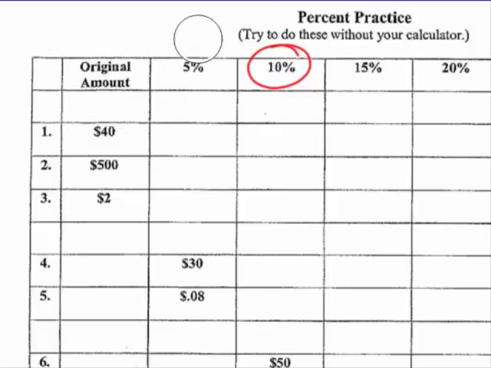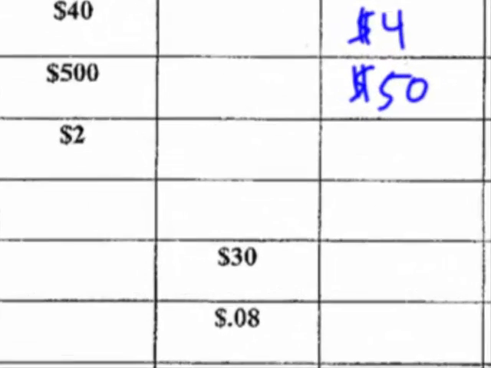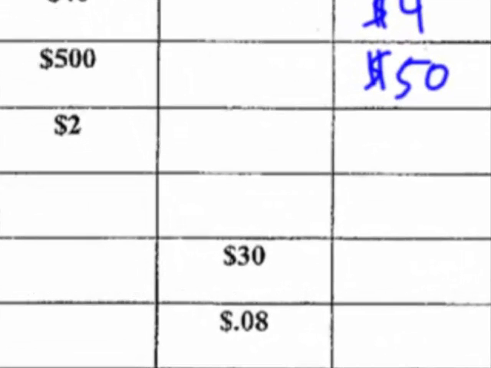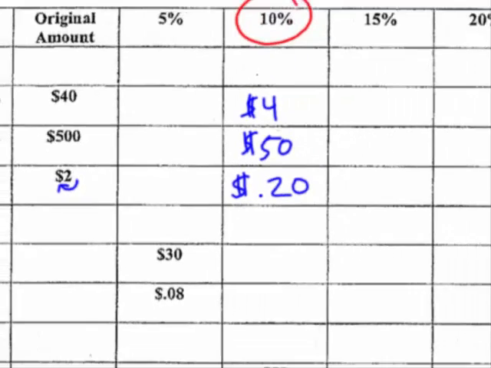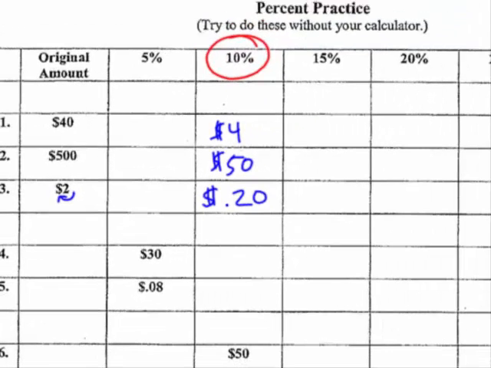So we just said 10% of 40 is $4. And 10% of 500 is $50. Well, is that going to help me? I could do the same thing for $2. If I wanted 10% of that, I move my decimal place one to the left. So it's really like 0.2. Well, how would I write that? 20 cents, right? Okay, would that help me solve the rest of these in the row?